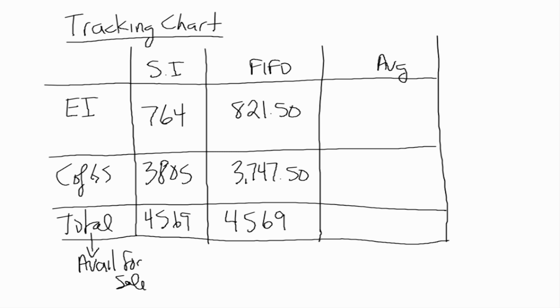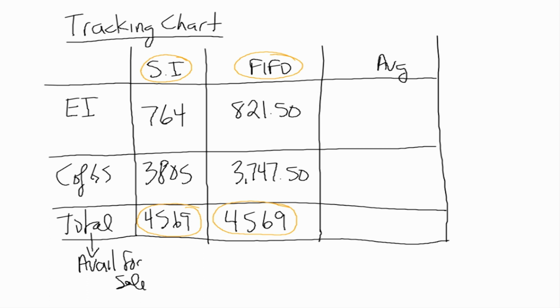The totals are the same. So what does that tell us? It tells us that the different methods do not change the total value of the inventory, which makes sense. It's not like we're buying a different amount of inventory. We're using the exact same base information.